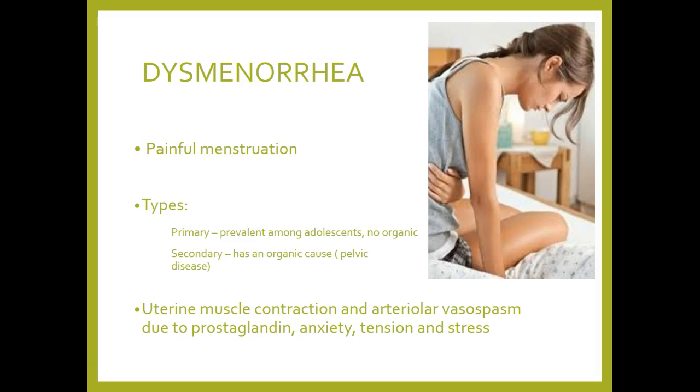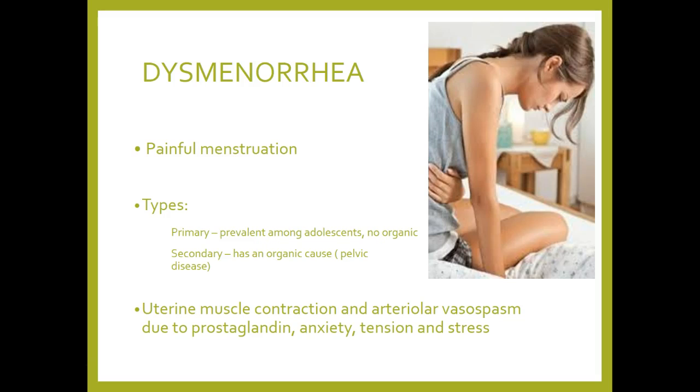Moving on. Dysmenorrhea is painful menstruation, and this is another menstrual disorder that we will talk about. There are two types of dysmenorrhea. We have primary and secondary. Primary dysmenorrhea is very prevalent among young girls, so adolescents, and there's no type of organic cause for this. It's usually seen in girls who have just begun their menses.